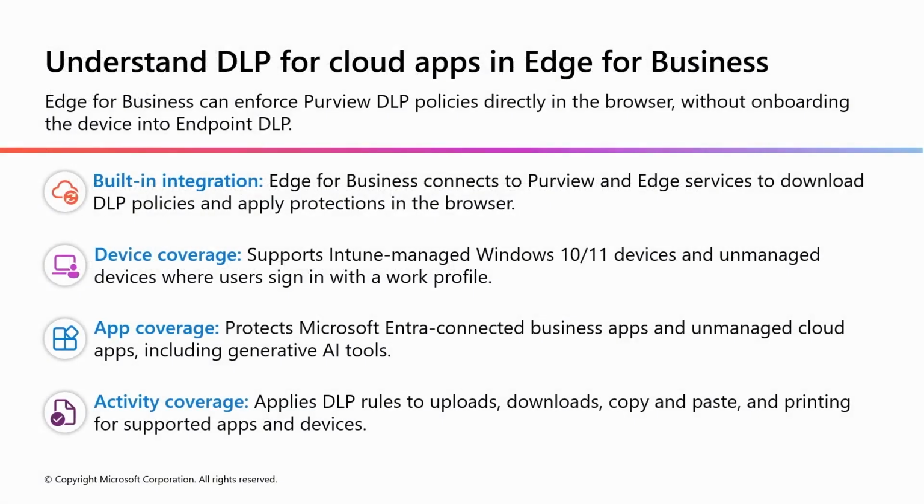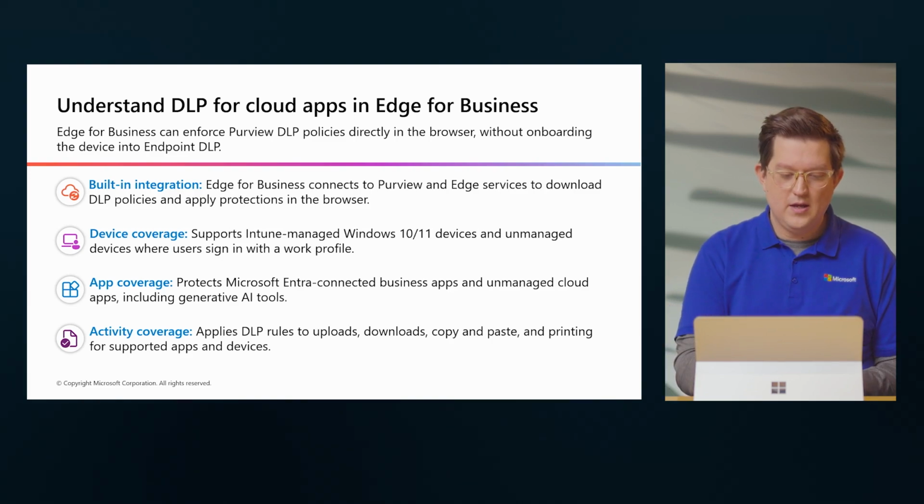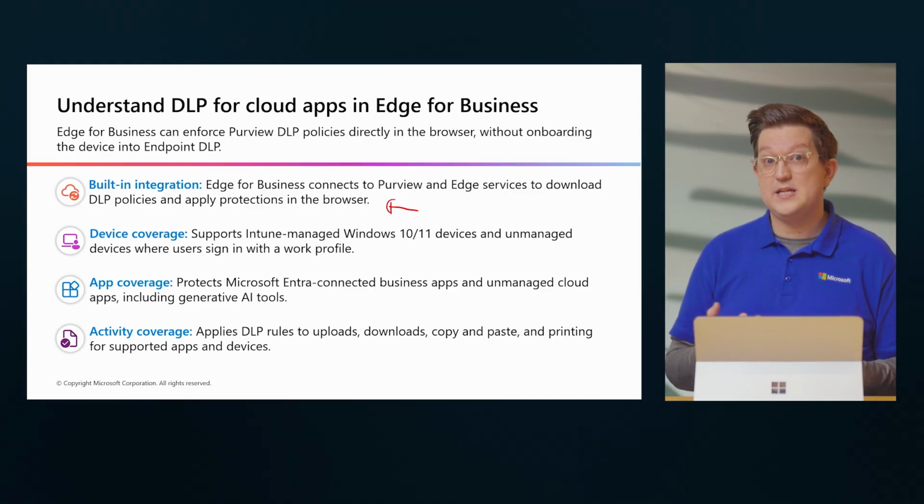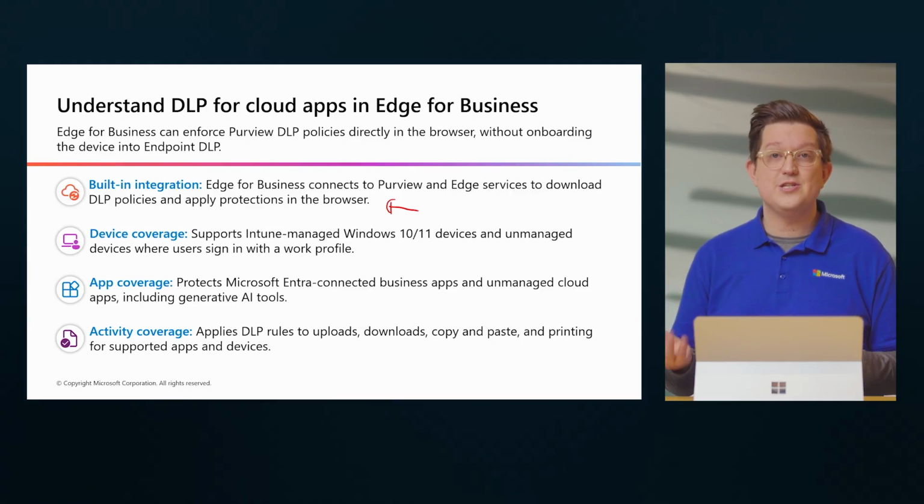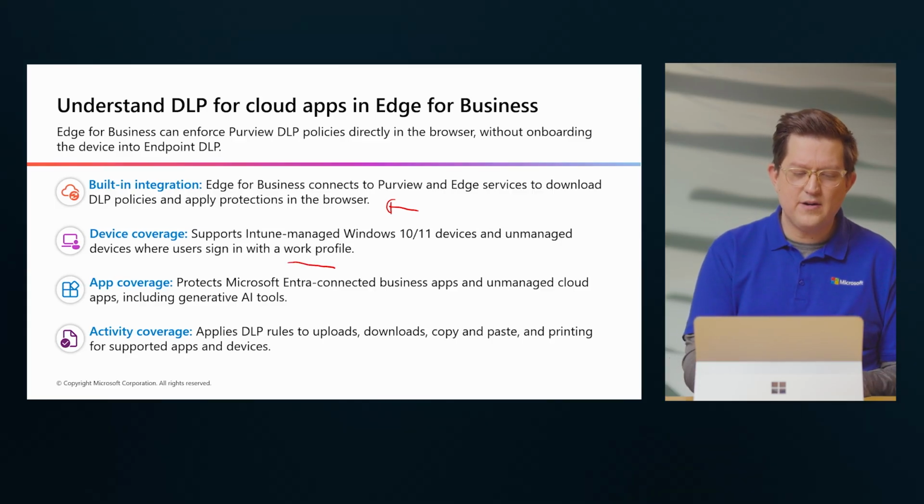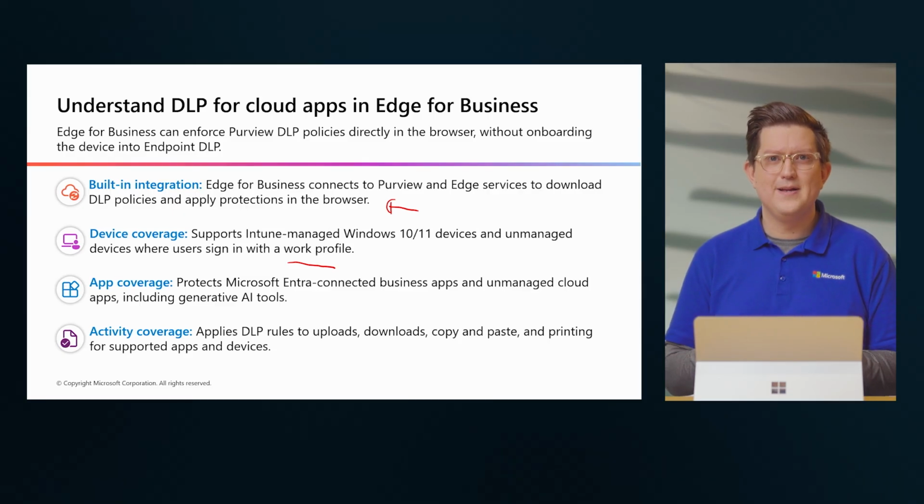Now, when we work with Edge for Business, because we have designed it from the ground up to work within a business scenario, DLP policies are built in as integrated. If you have Purview in place, you can actually go through and download the DLP policies and apply them without any additional extensions or really anything else along the way. You need to have an Intune managed device that is put in place, and if it's an unmanaged device, at the very least, you need to have your users signed in with a work profile. Now, that is a very low bar to pass.